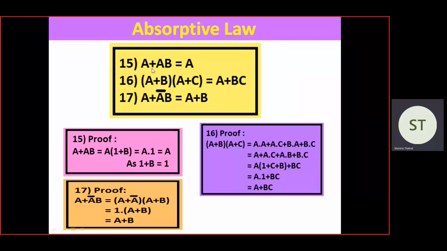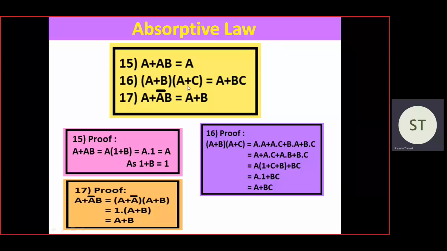So first we go for this proof, A plus AB. So A we can take common. So this is 1 plus B. And we know that 1 plus something is equal to 1. This is the OR law we have discussed. So 1 plus B will be 1. So here we have A dot 1, and A dot 1 in the AND law we have seen, that is equal to A. So finally we get the result A plus AB, that is equal to A.